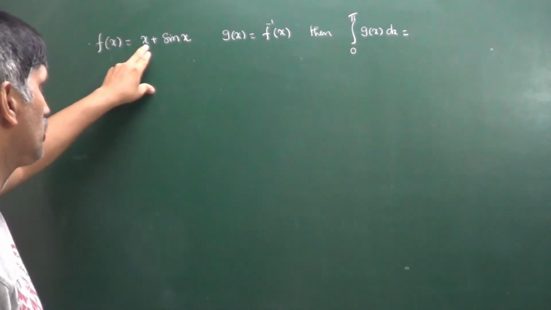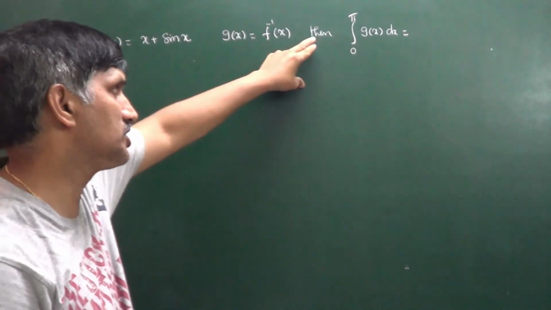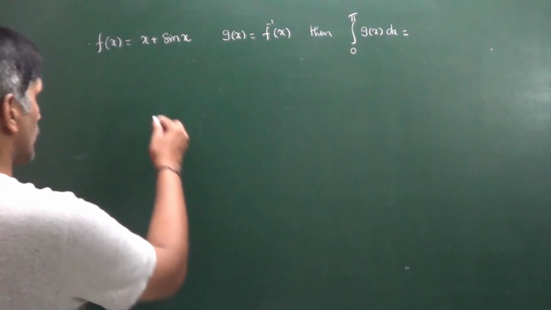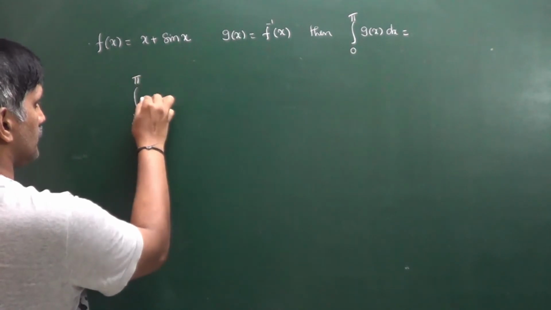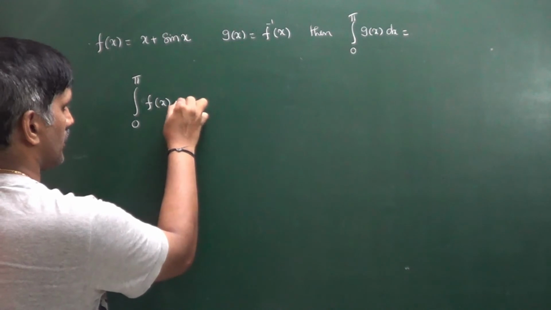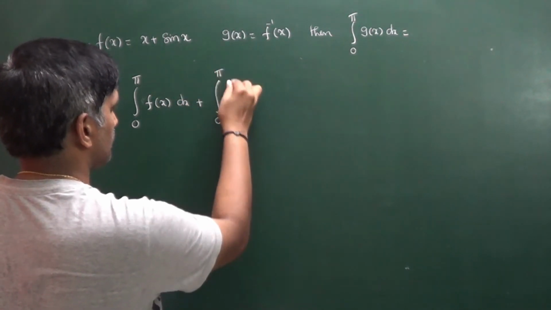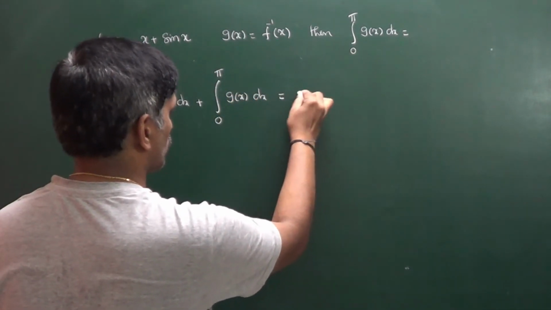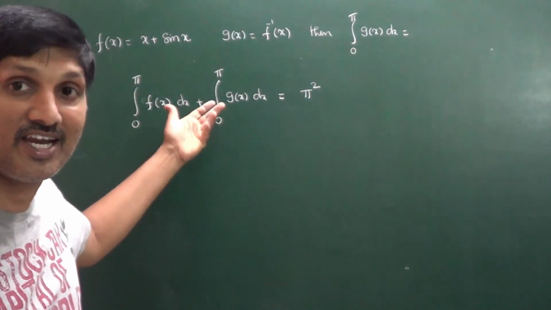See another question here. f of x is equal to x plus sin x. g is the inverse of f. Then he is asking for integral 0 to pi g of x dx. Now you can observe here, I can write this as integral 0 to pi f of x dx plus integral 0 to pi g of x dx is equal to, directly we can write the answer as pi square, just like the earlier discussion.